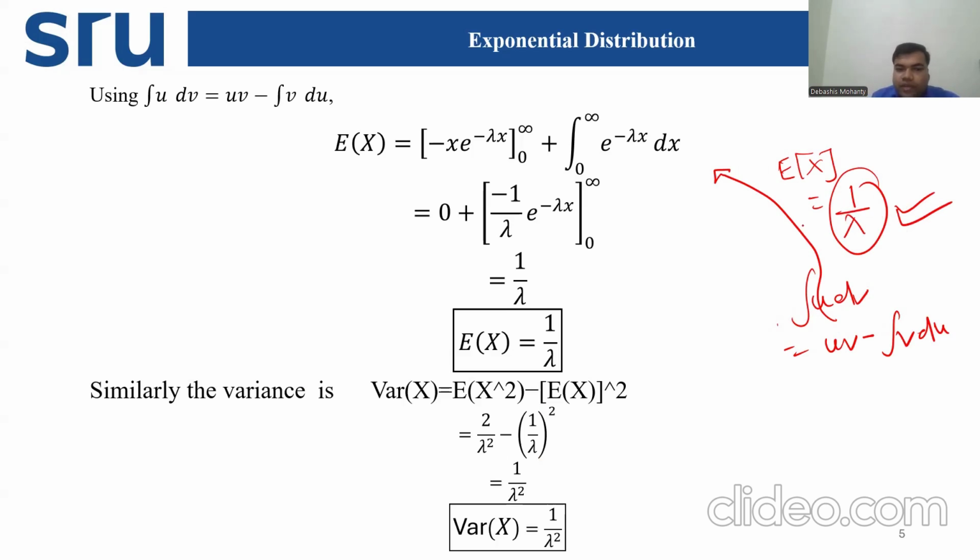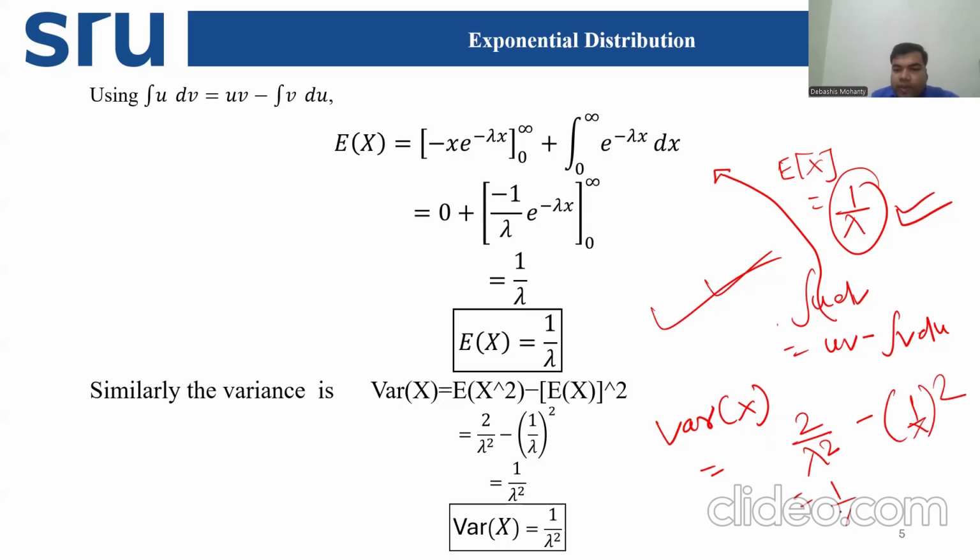So as we know, if the expectation is 1 by lambda, then how can we calculate the variance? Variance of x equals the expectation of x square minus the expectation of x, whole square. On subtraction, we find 2 by lambda square minus 1 by lambda whole square, which is equal to 1 by lambda square. So variance is 1 by lambda square, expectation is 1 by lambda.